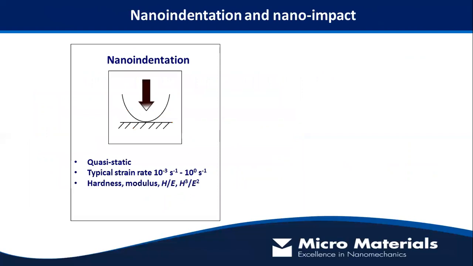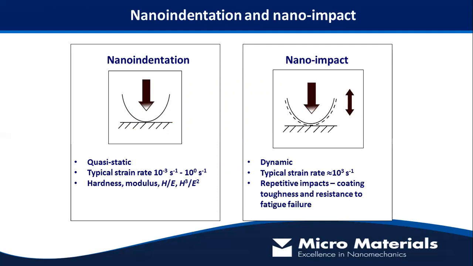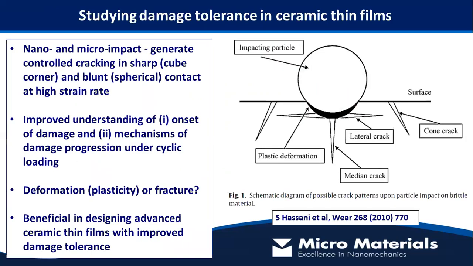So indentation is a quasi-static test technique. We get hardness and modulus, but we get that information at very low strain rates. In an impact test, we are operating at much higher strain rates, and now we're getting dynamic information about the coating system. We can look at repetitive contacts and resistance to fracture failure. So it's a very useful technique for studying damage tolerance in hard ceramic thin films.